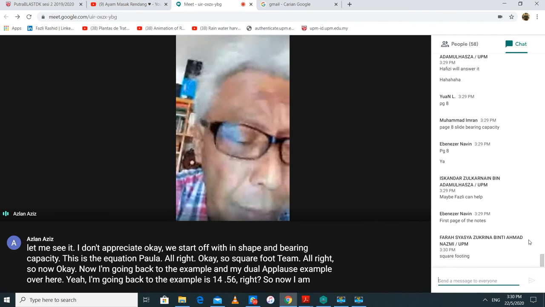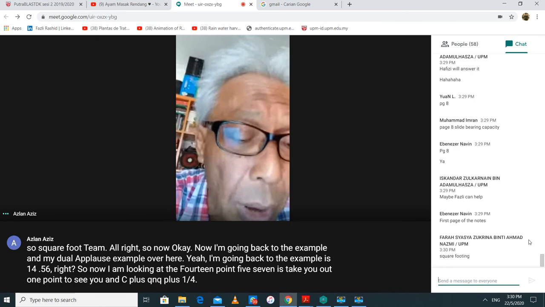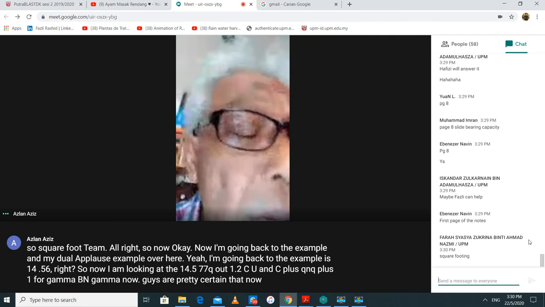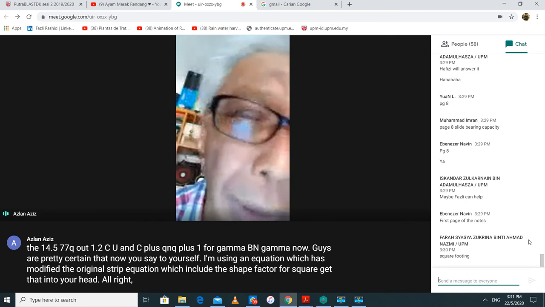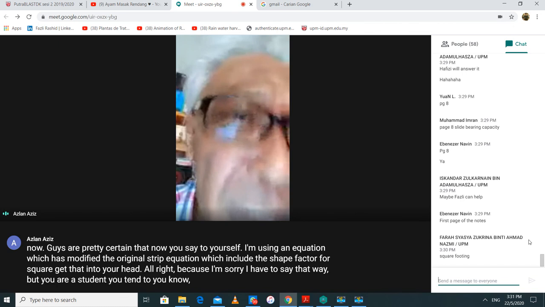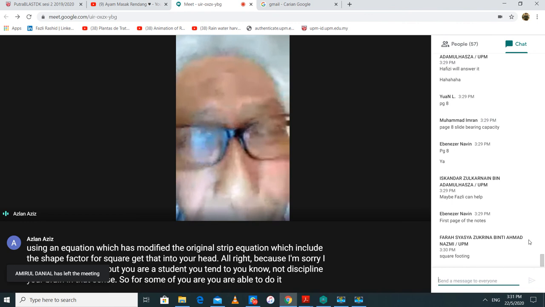It says q ult = 1.2 c Nc + q Nq + 0.4 gamma B N gamma. Now you guys are pretty certain that you say to yourself, I'm using an equation which has modified the original strip equation, which includes the shape factor for a square. Get that into your head. I have to say it that way, but you are students, you tend to not discipline your brain in that sense. Some of you are able to do it. Some of you, I have to use that kind of word before you get it.